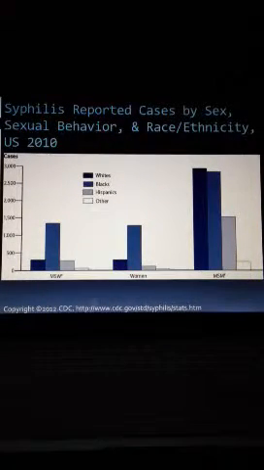This is a chart from the Centers for Disease Control and Prevention showing the incidence of syphilis as a result of different sexual behaviors in the United States. Looking keenly at the chart, you'll notice that the dark blue is the male homosexual Caucasian population, which is the highest risk group. It is followed by the African American male homosexual population, and lastly by the Hispanic homosexual male population.